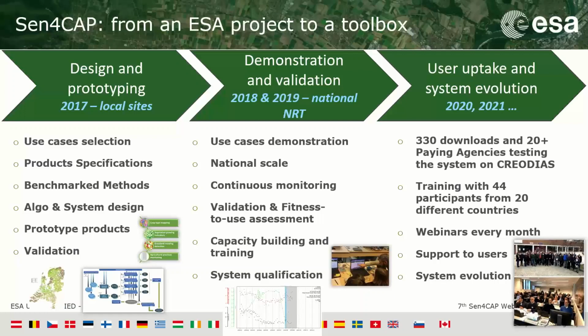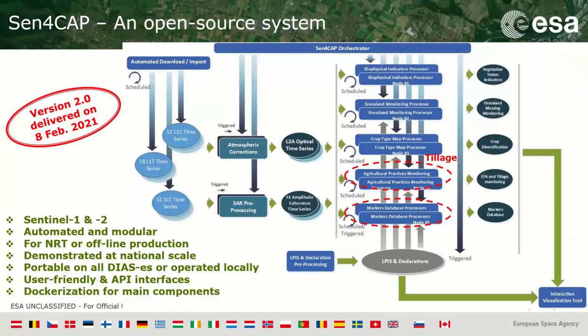And for no more than 1 year, we are really in a phase of uptake of the new technology, evolution of the system based on your feedback. And this is what we called the last phase about the uptake with webinars, capacity building, and so on. So this is the system. You know these slides very, very well. So version 2 was delivered in February this year, and the main new items were the markers database, which is here, and a tillage detection, which was included in the agricultural practices monitoring processor.